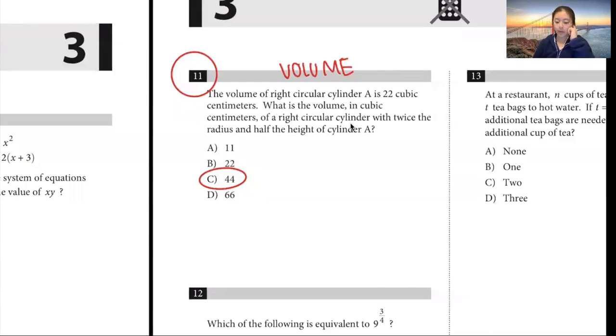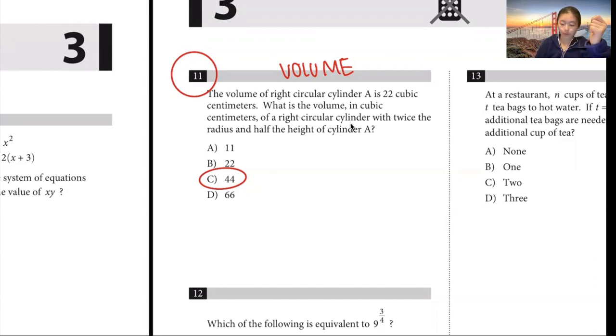In this video, I'll be going over practice test 5, no calculator section, question 11. So let's get started. This is a volume question. I will read the question. The volume of right circular cylinder A is 22 cubic centimeters. What is the volume in cubic centimeters of a right circular cylinder with twice the radius and half the height of cylinder A?